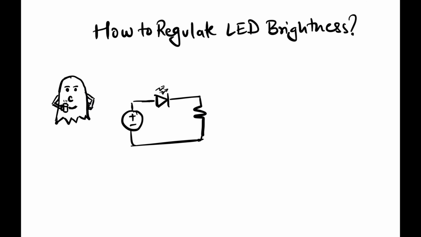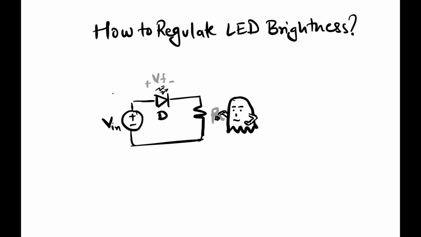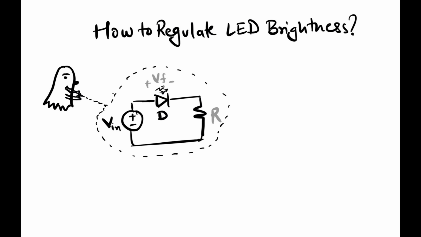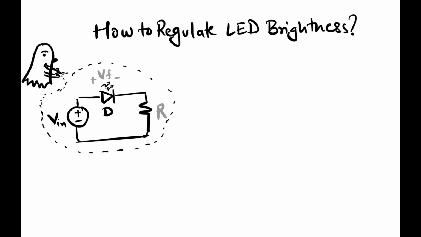Here is a simple circuit with a voltage supply, an LED, and a resistor. Now let's see how this resistance can be used to control the current in the circuit. The parameters of the circuit are Vin, the supply voltage, Vf, the forward voltage of the LED, and R, the resistance of the resistor. Let's move this circuit on the side to make some space for computations.